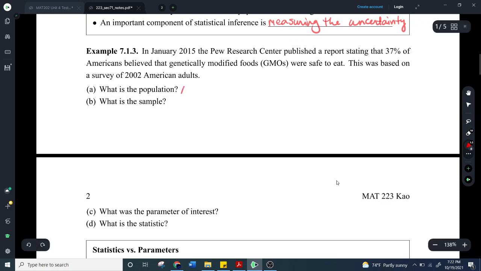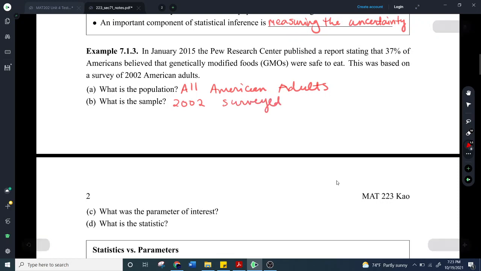In this case, we're interested in studying all American adults. All American adults. The sample is the 2002 that we surveyed. So the 2002 people that we asked their opinion of, that's our sample.